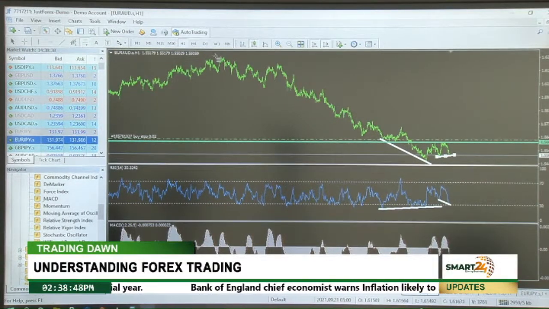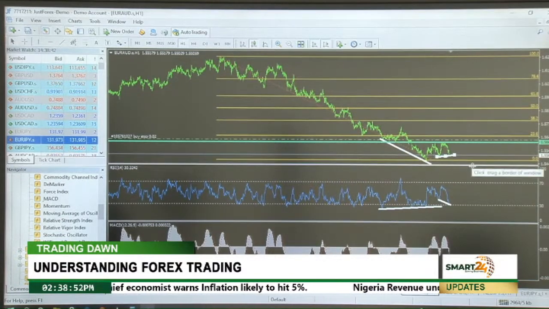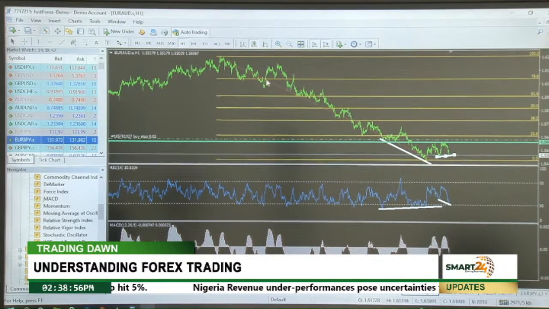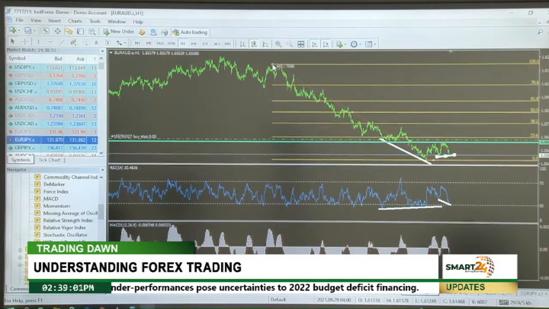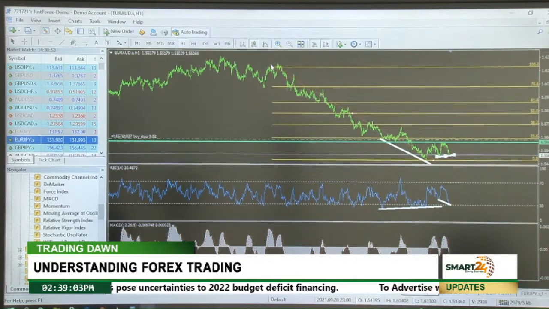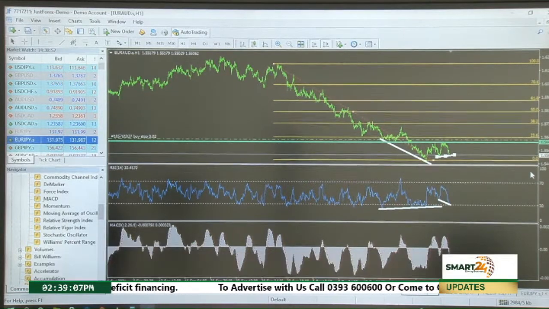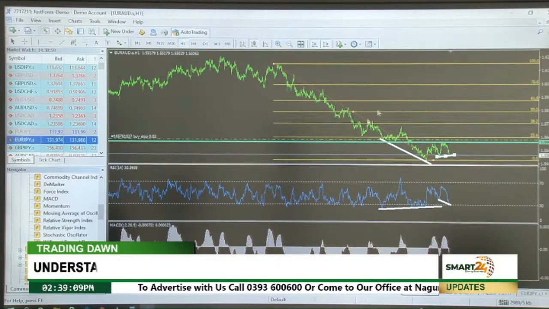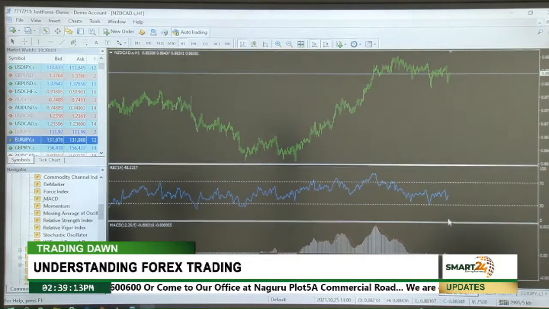Let me see how these Fibonacci levels are. Okay, price is still below the 23.6. No, not from up here, it's supposed to be from that one there. Okay, so price is still below the 23.6. So price might stay inside here, a bit sluggish for some time. Let's move on to the next chart.